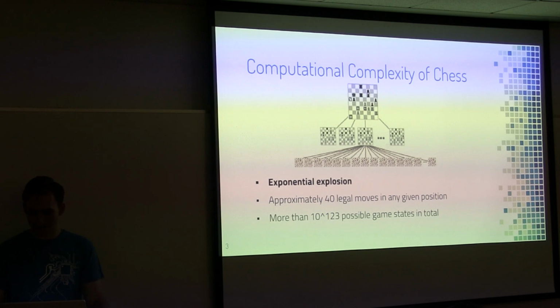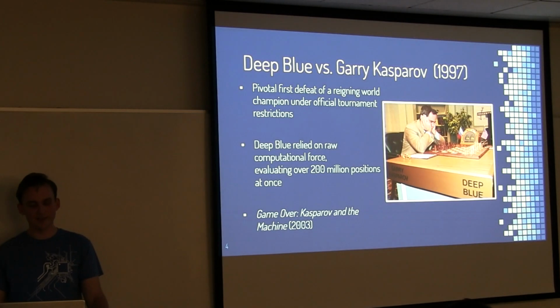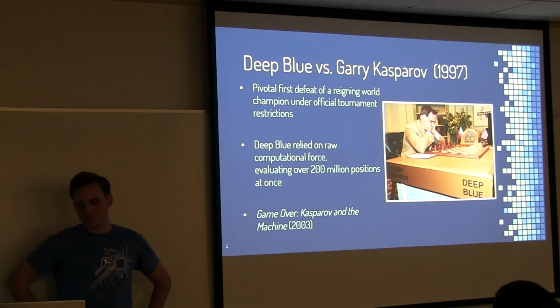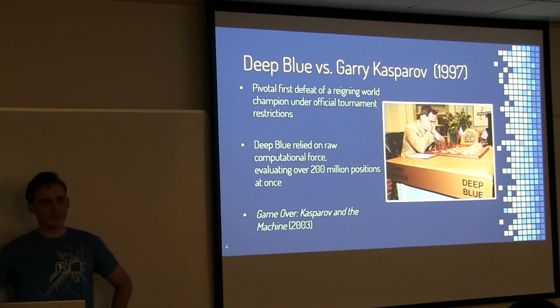But anyway, it took a long time for our computers to even start to be capable of handling this kind of complexity. Many advances in hardware made this possible, but the first major victory of computer chess was Deep Blue versus Garry Kasparov in 1997. And this is significant because it's the first defeat of an actual reigning world champion in official tournament control settings. So the machine had the same amount of time as Kasparov.